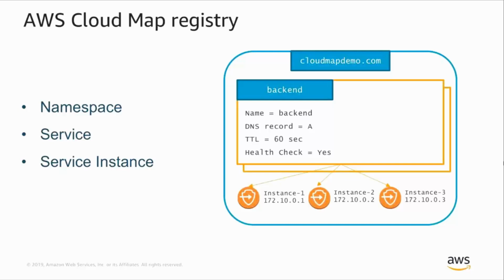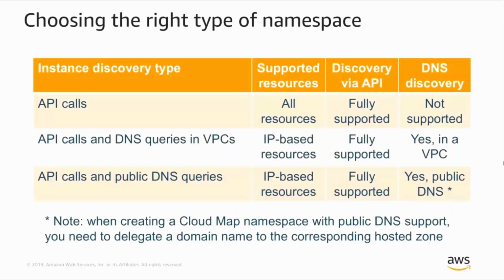Let's take a look at different types of namespaces, because we do support 3 different ways of discovery, and that's really decided on the namespace level. So you need to understand how to choose the right type of namespace. The namespaces can support API calls only, then API calls and DNS queries in VPCs, and finally the third type is API calls and public DNS queries.